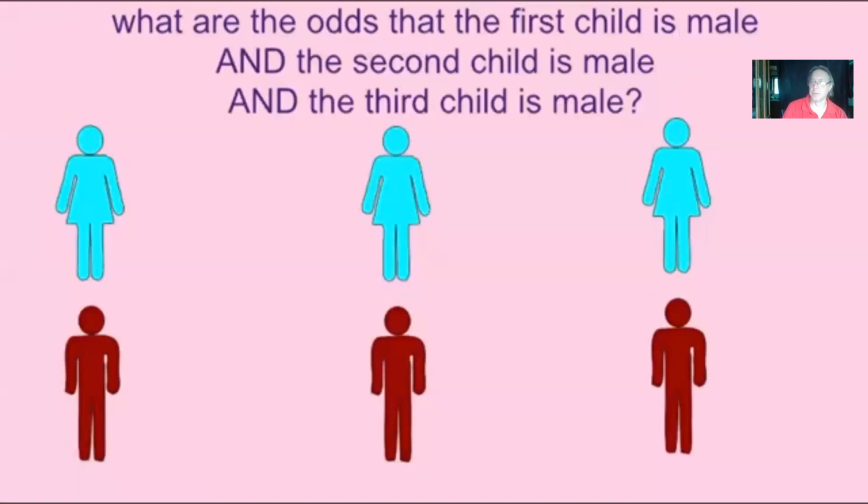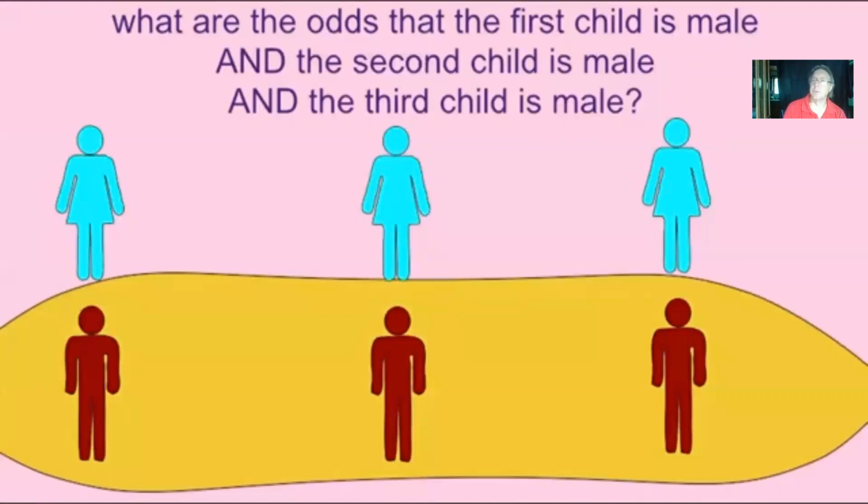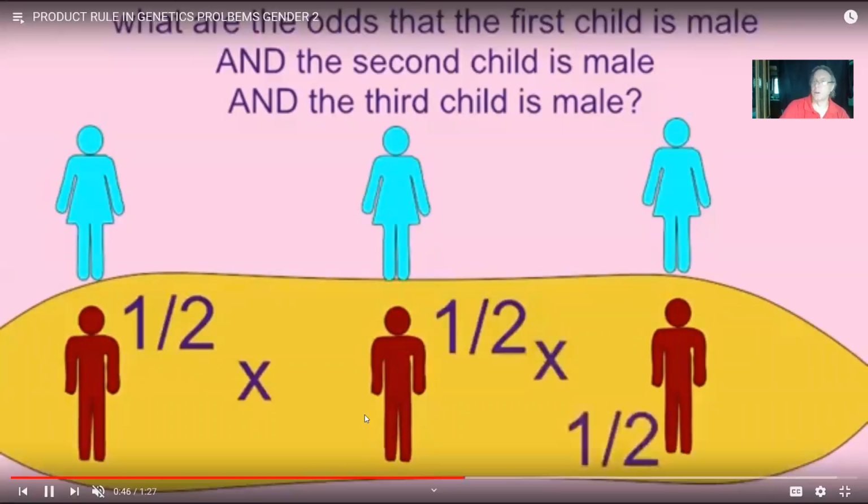What are the odds that the first child would be male, and the second child would be male, and the third child would be male? Well, once again, that would be 1/2 times 1/2 times 1/2. That would then occur an eighth of the time in families that have 3 children.